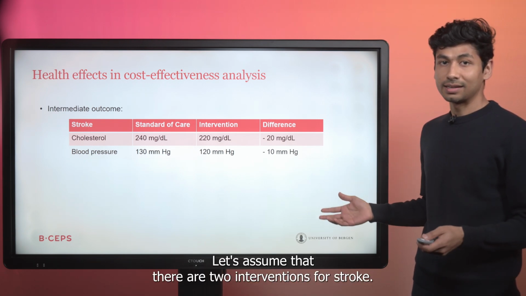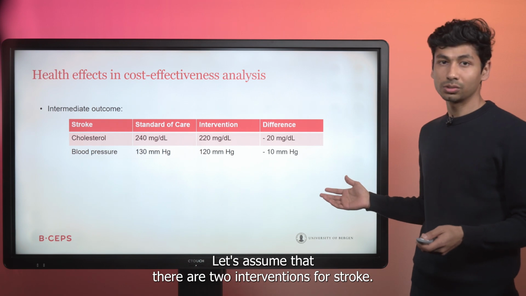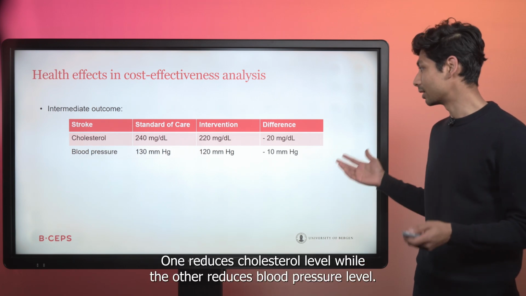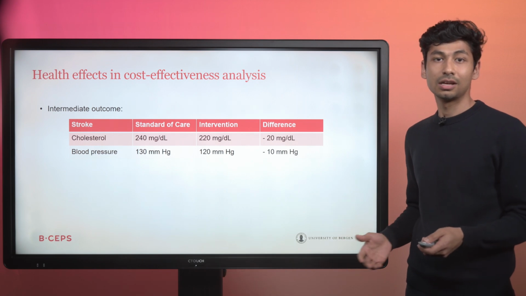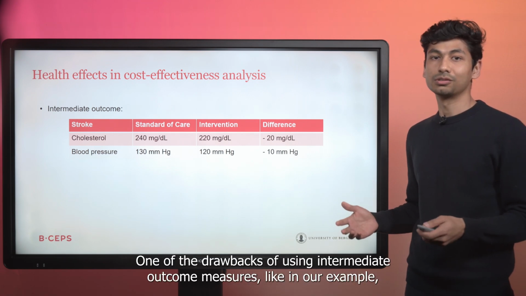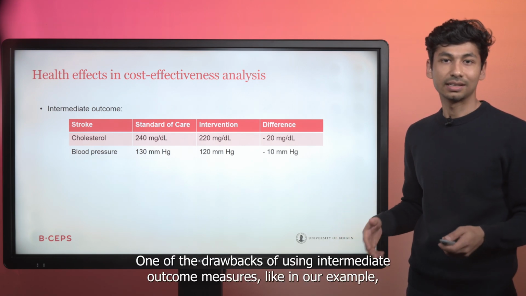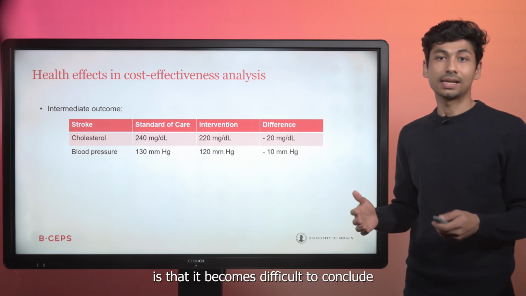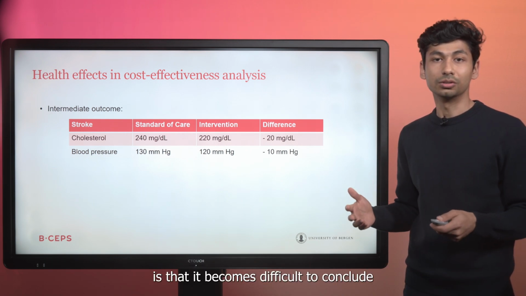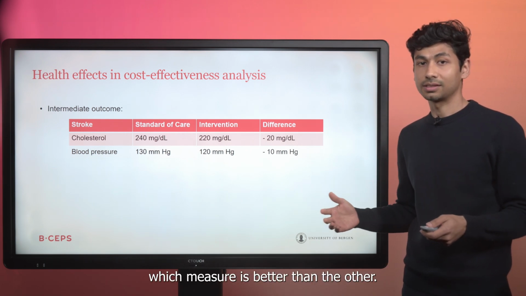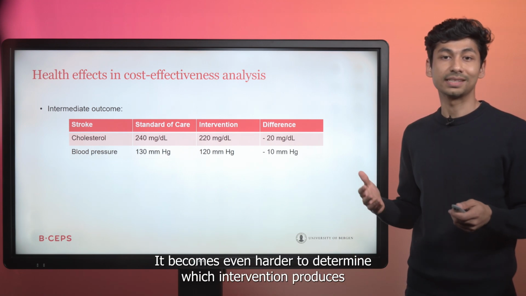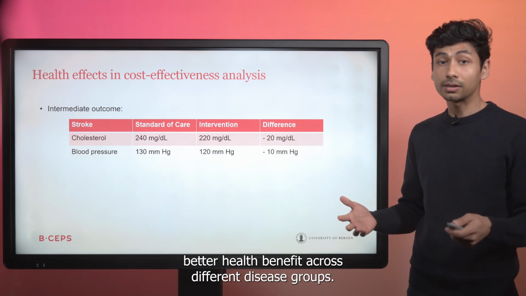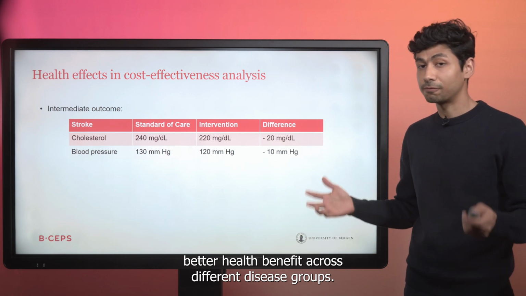Let's assume that there are two interventions for stroke. One reduces cholesterol level, while the other reduces blood pressure level. One of the drawbacks of using intermediate outcome measures, like in our example, is that it becomes difficult to conclude which measure is better than the other. It becomes even harder to determine which intervention produces better health benefit across different disease groups.